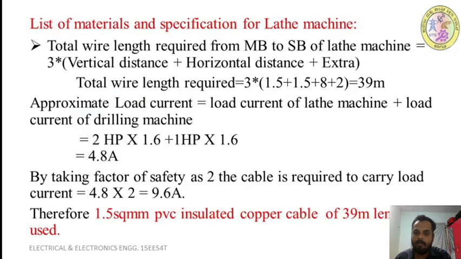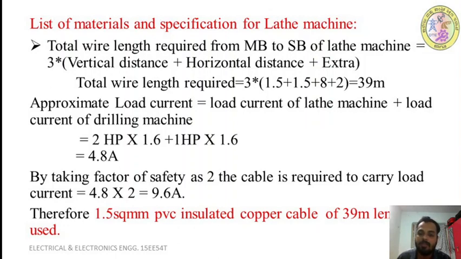See, 8 meter plus extra 2 meter we are considering. So it becomes 13 into 3. So the total wire length required is 39 meter. This is the length of the wire, then we have to calculate the size of the wire, right? So what is the approximate load current on that wire?